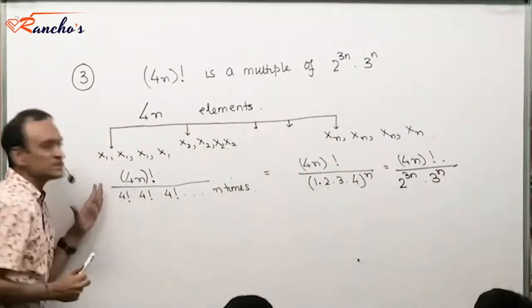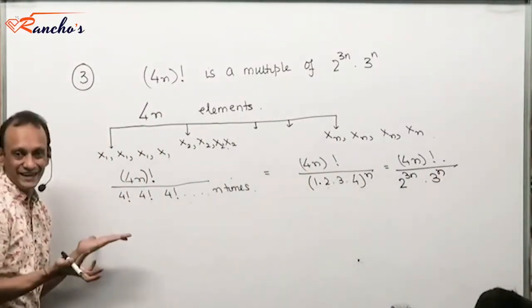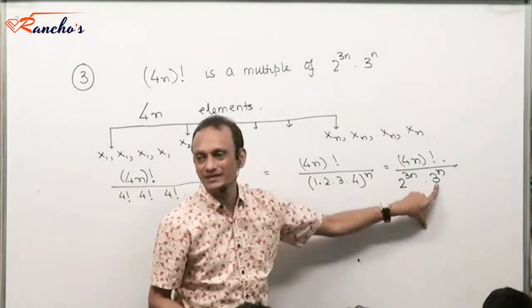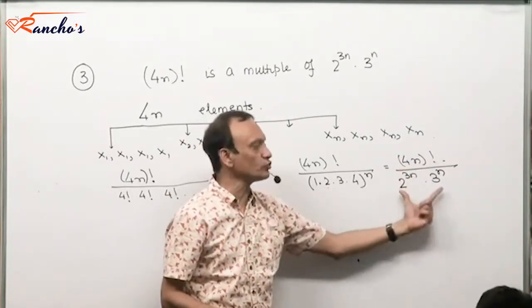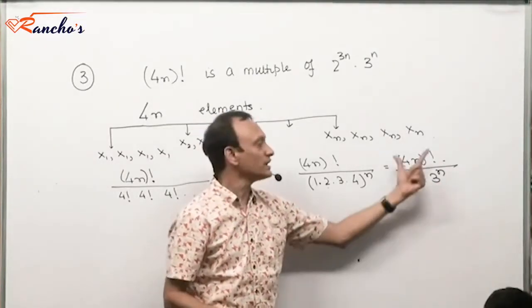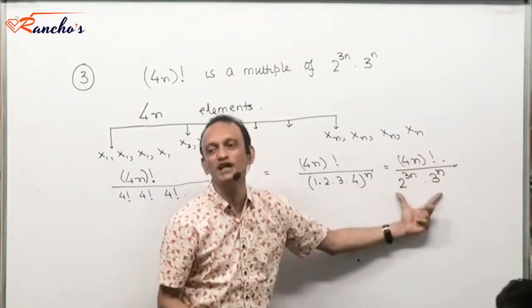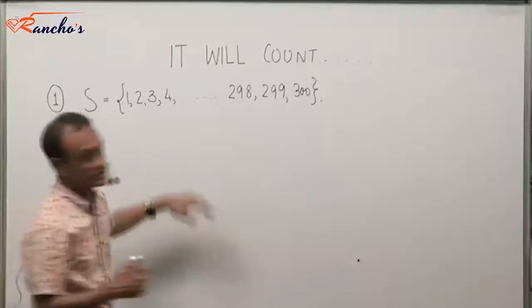Hey, this has to be an integer, yes or no? This count has to be an integer. That means 4n factorial must be perfectly divisible by this. That means 4n factorial must be a multiple of this. How about it? Right?